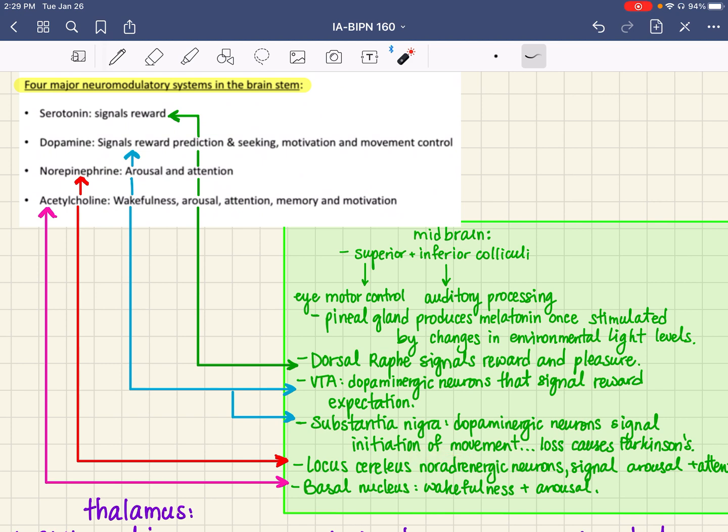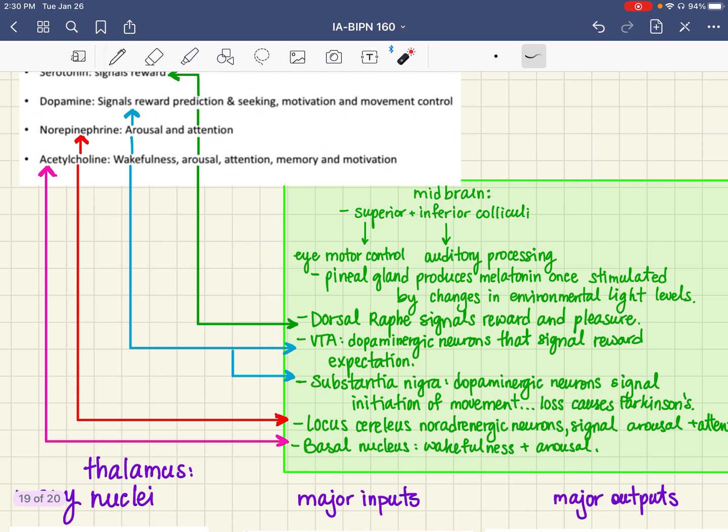And substantia nigra also signals initiation of movement. And when neurons in the substantia nigra are destroyed or inhibited or lost, then this causes the disease Parkinson's disease. Okay? Parkinson's disease is the one where the individual, I believe, has tremors and has a difficult time to initiate or start or stop movements and control movements.